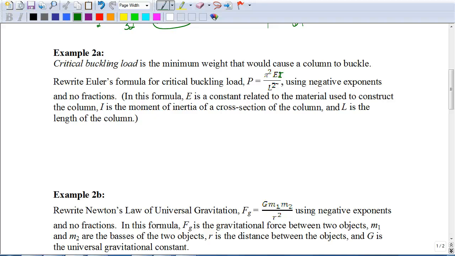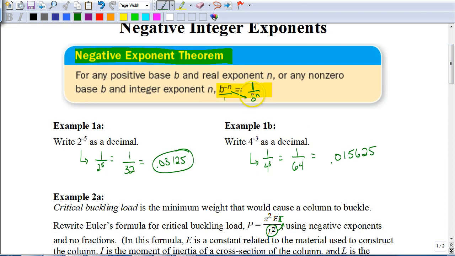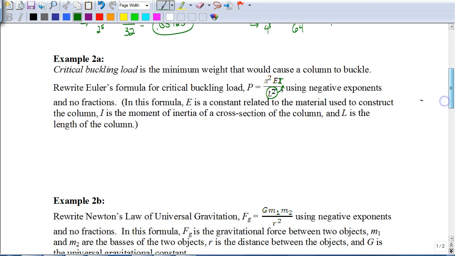Now, those might not mean anything to you, but that's okay. All they're asking us to do here is to rewrite it using negative exponents. So in other words, we don't want to have this as a fraction. So this L squared that's down here, we're going to move that up to the numerator, which we can do. It's kind of the reverse of what we have here. Now I'm saying that if I have a fraction, I want to write it without a fraction. I'm going to move whatever's in the denominator up to the numerator, but I have to make the exponent negative. So this would be the same as P equals pi squared times E times I times L to the negative second power.